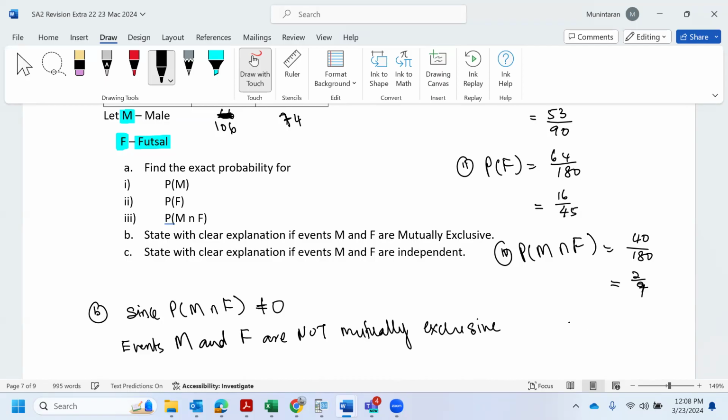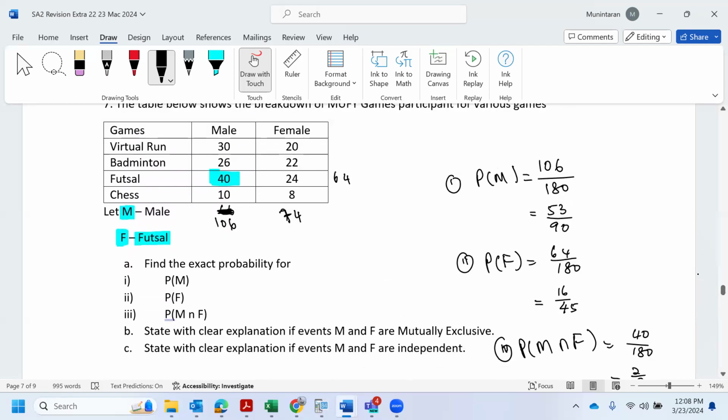Okay, mutually exclusive means the two circles are apart. This is mutually exclusive. But because there is an overlap, because there are 40 people here who are playing male and also futsal, it's not equal to 0. Therefore, they are not mutually exclusive.